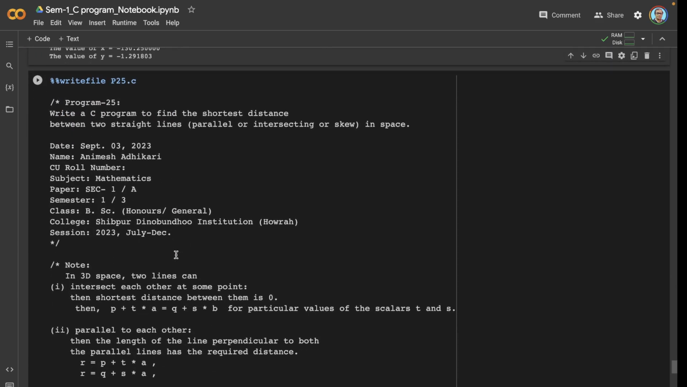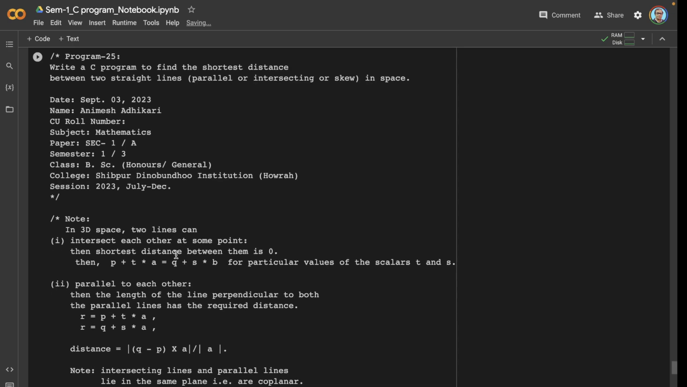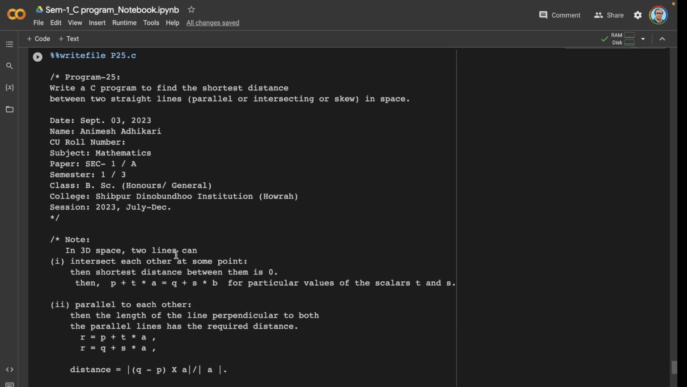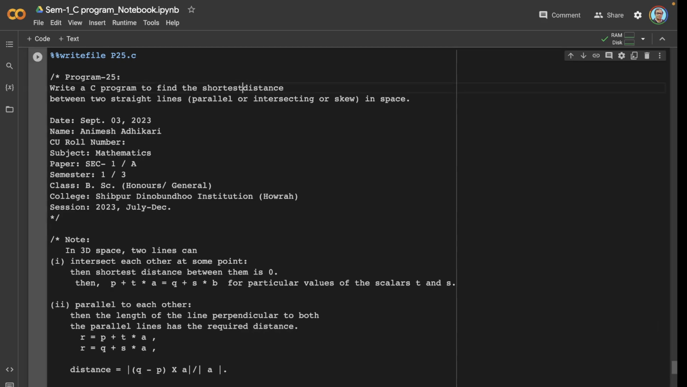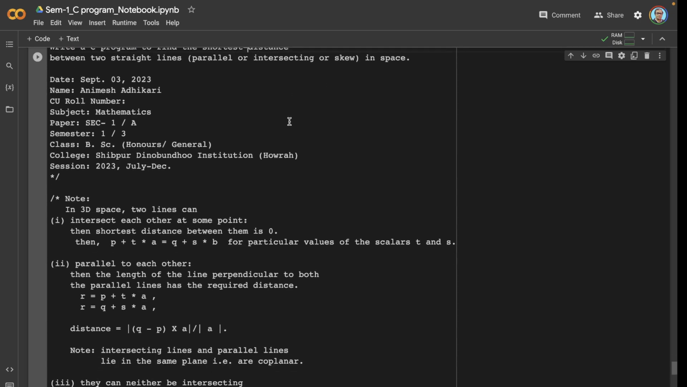Next problem 25. Write a C program to find the shortest distance between two straight lines, parallel or intersecting or skewed. Actually, we use the term shortest distance for skewed lines. So for intersecting straight lines the distance is 0, and for parallel straight lines it is the perpendicular distance between these two lines. So we use the shortest distance term actually for skew lines.